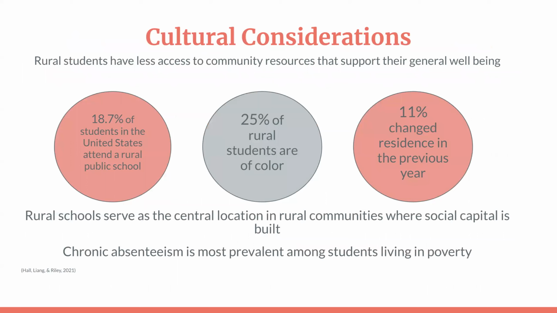Rural students have less access to community resources, but rural schools serve as the central location where social capital in students is built. Rural schools have also experienced higher rates of poverty and chronic absenteeism, and it's more common among those living in poverty. There are some statistics here about additional risk factors that rural students are facing.